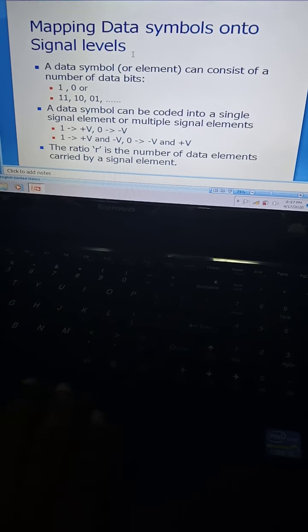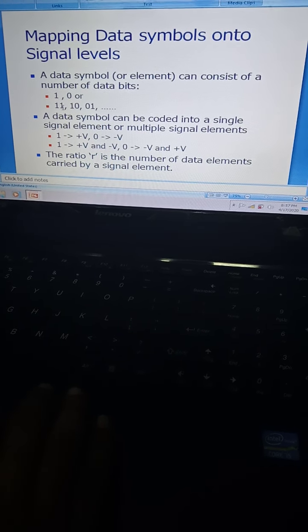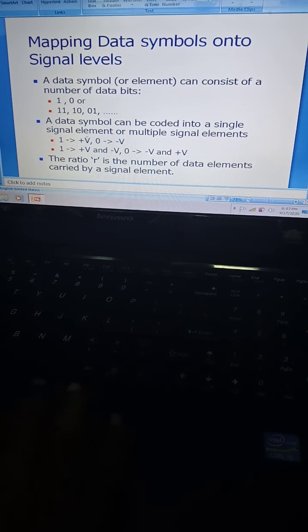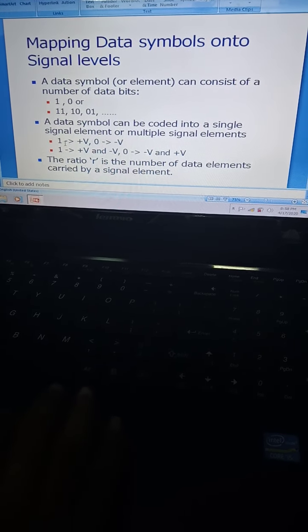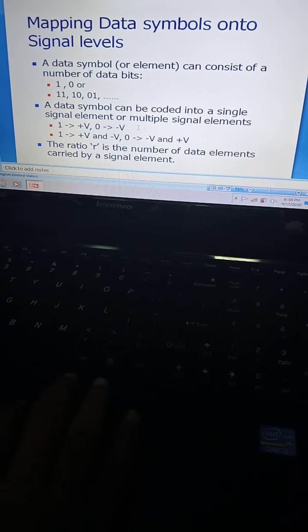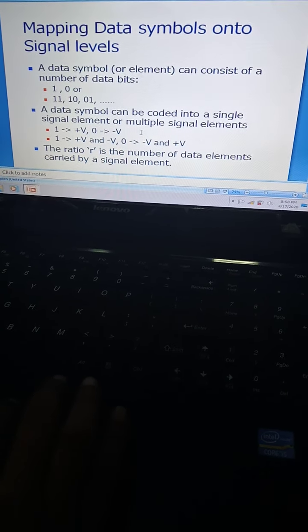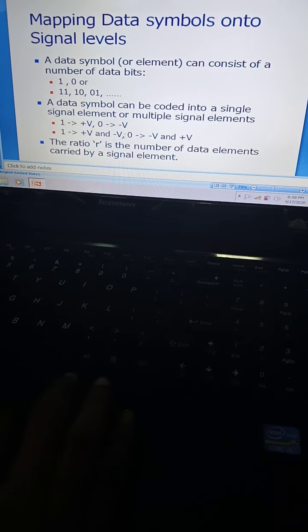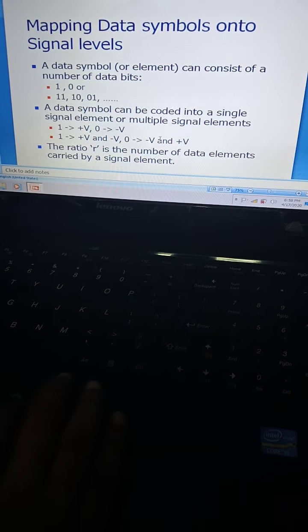Already I have told this in the earlier classes. So we can represent 1 bit or 2 bits or 3 bits, etc., depending on the amount of data. So similarly here each data symbol may be either 1 bit or 2 bits. A data symbol can be coded into a signal element using the bit value. If it is 1 positive, 0 negative, or 1 positive and negative, 0 negative and positive, that is different representations.